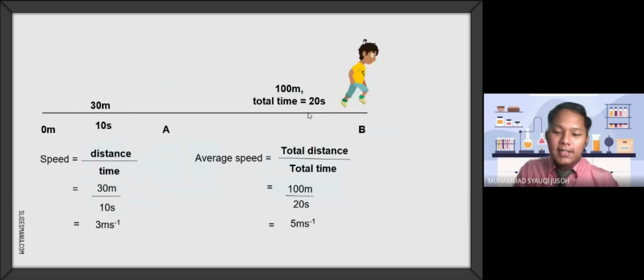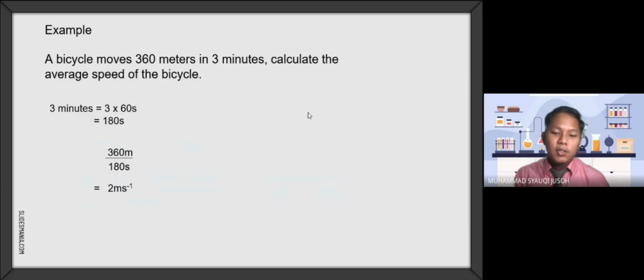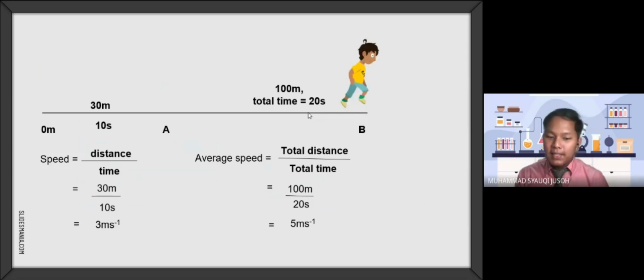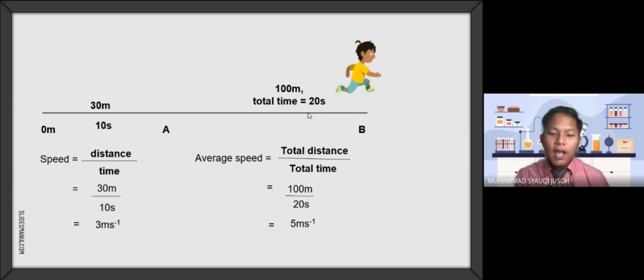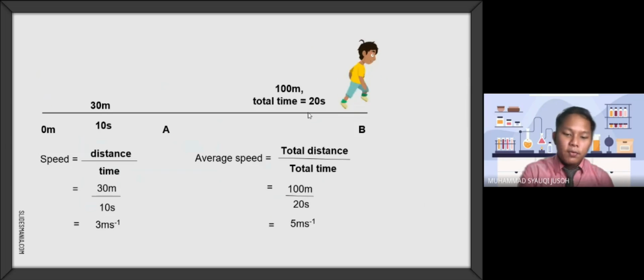Now, for another example, let's take a look at the total time taken for the student from 0 meter to point B, which is 10 seconds, and the total distance is 100 meter. I'm sorry, the total time is 20 seconds. So, from this information, we can calculate average speed. As the formula, 100 meter divided by 20 seconds. So the answer for average speed is 5 meter per second.